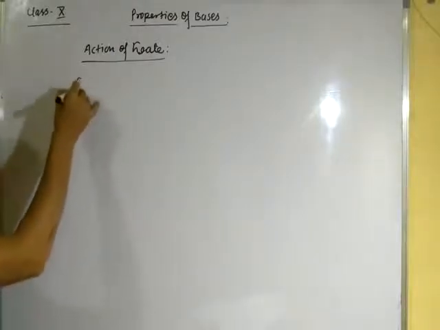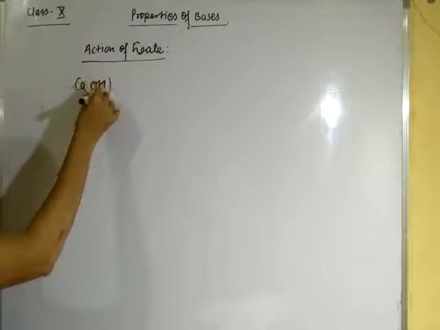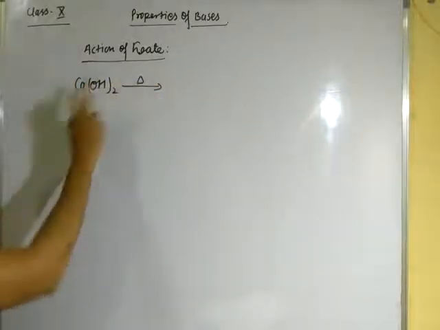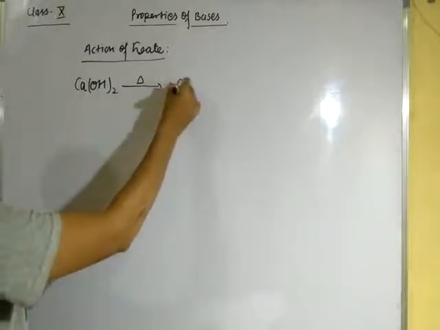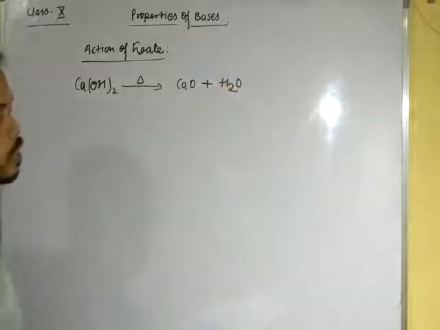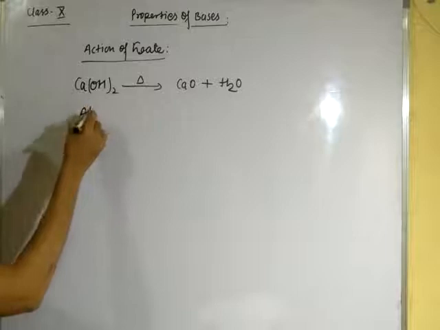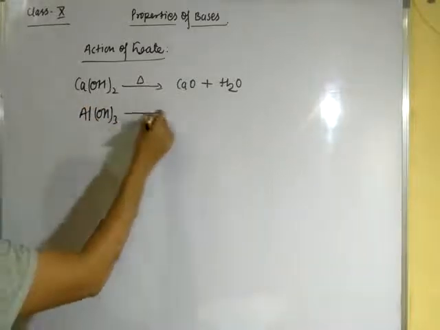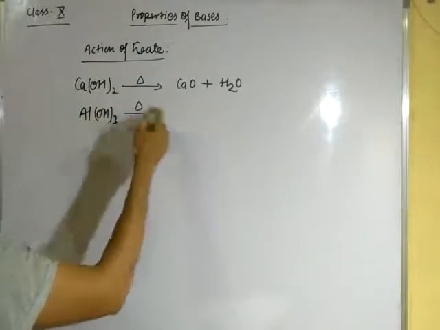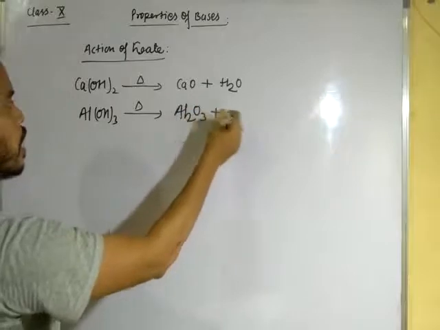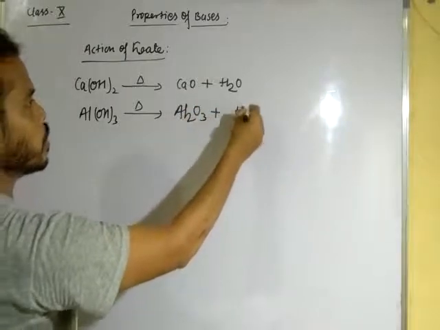Let us see the example. When calcium hydroxide is heated, it decomposes to form calcium oxide and H2O as a byproduct. Okay, dear student, next one is aluminum hydroxide, Al(OH)3. When heated, it forms alumina, Al2O3, aluminum oxide, and H2O.